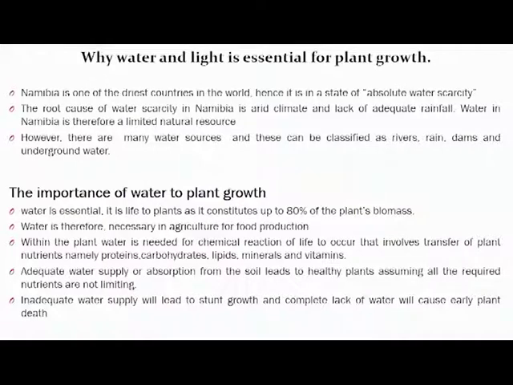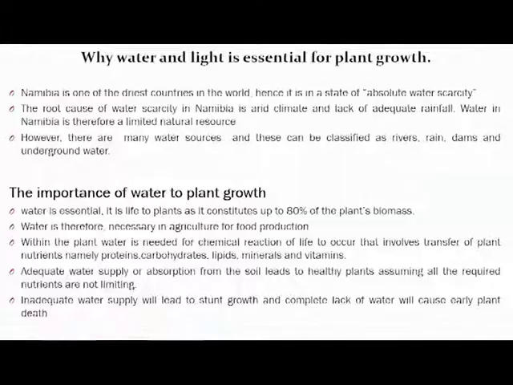However, there are many water sources, which can be classified as rivers, rain, dams, and underground waters, found in most places in Namibia, so it is readily available, though water is referred to as a limited natural resource in Namibia. And of course, that is due to our weather conditions and also the amount of rain that we receive, which is quite insufficient.